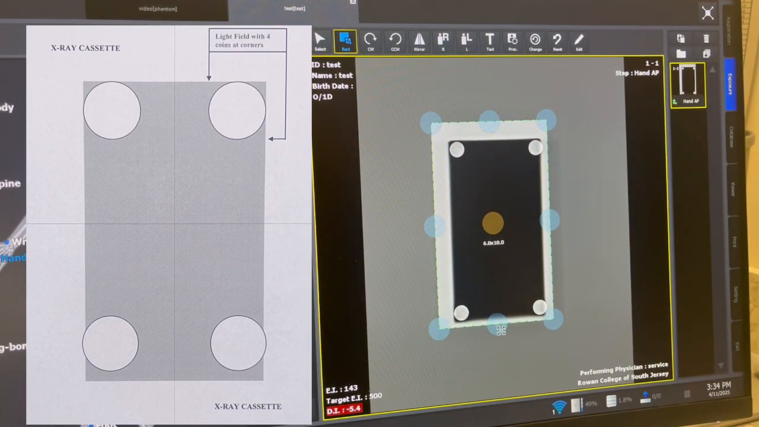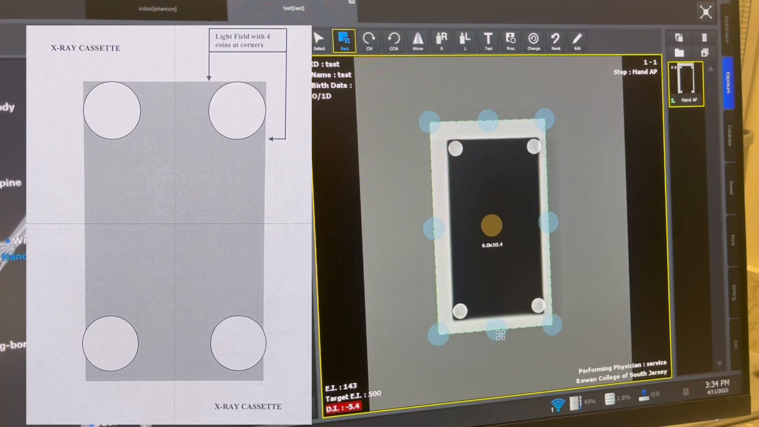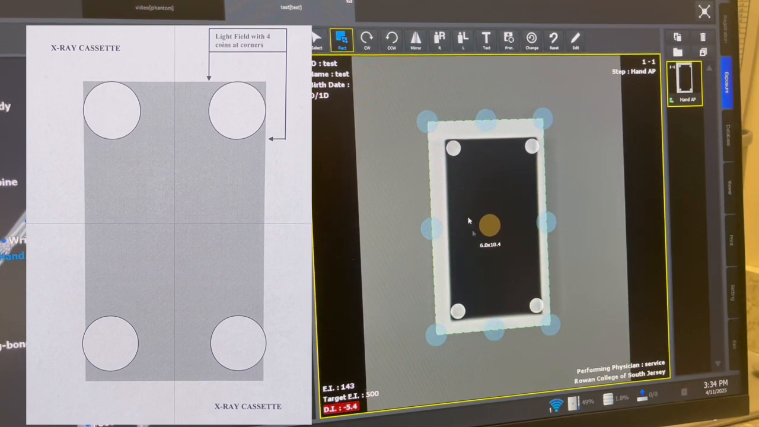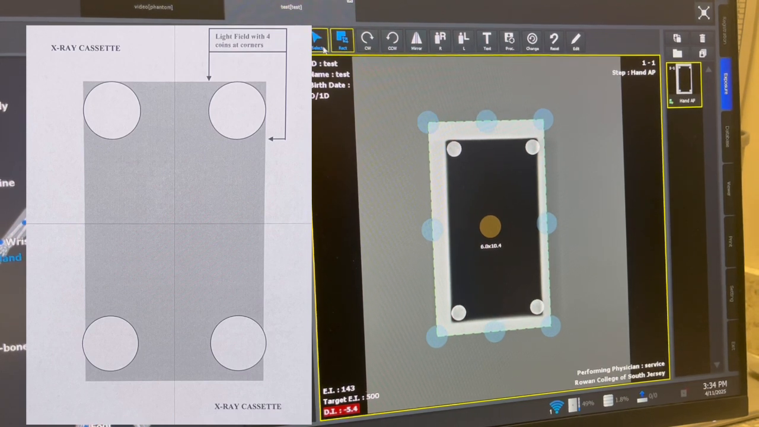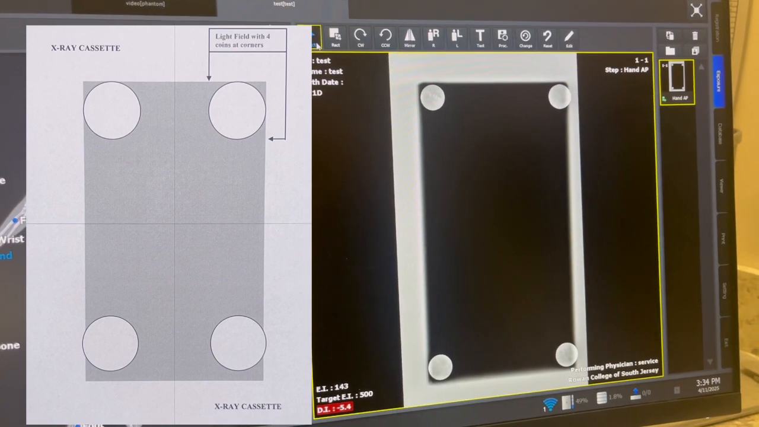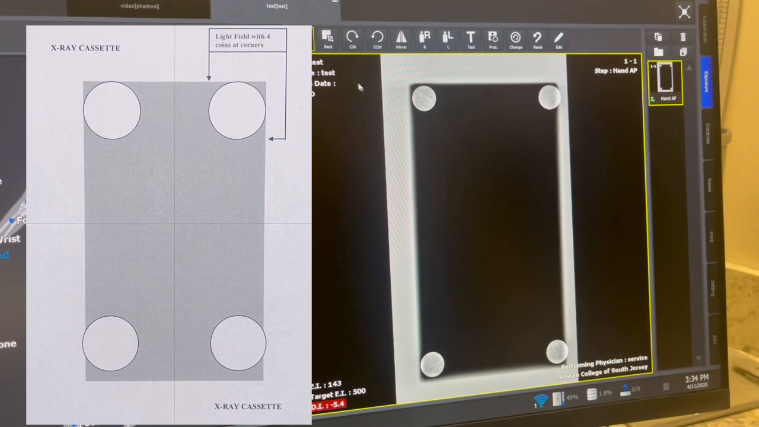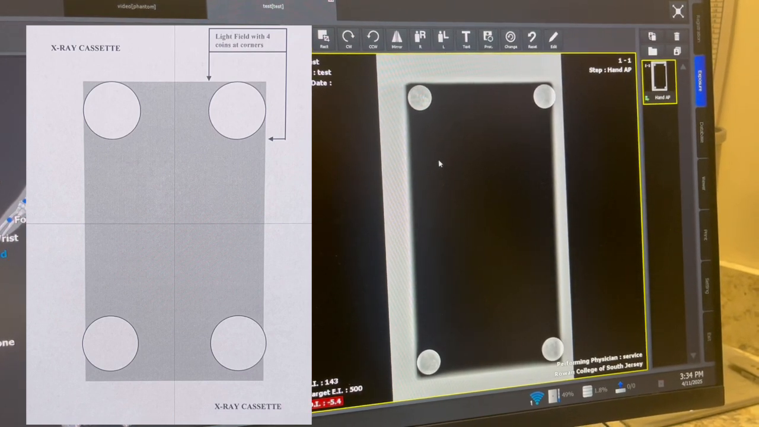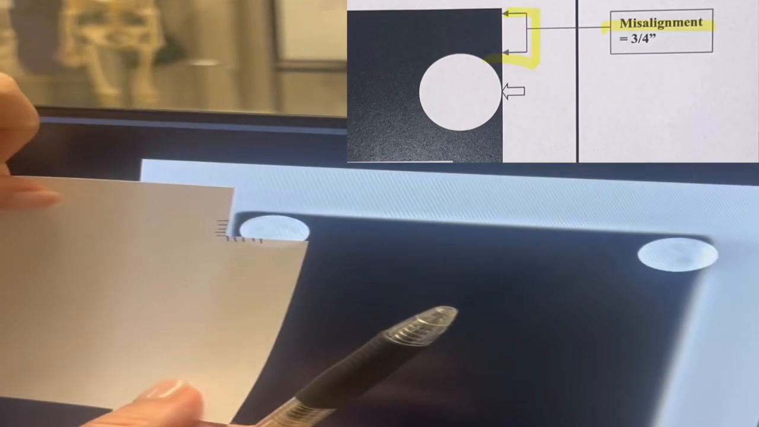Misalignment cannot exceed 2% of the SID used. For example, for our test, we used the SID of 40. So misalignment must be under a total of 0.8 inches. If total misalignment were to exceed 0.8 inches, then service would need to be called to fix the equipment.